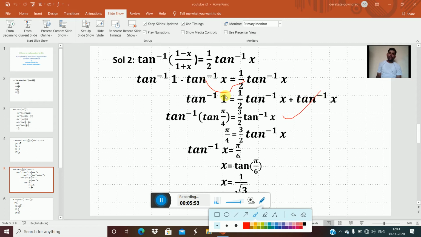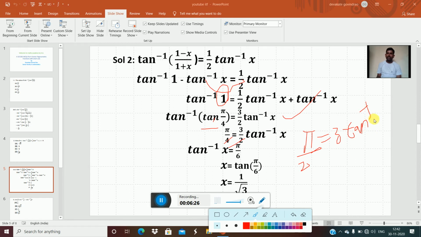But this 1 can be written as tan 45 degrees. That's why I'm writing in place of 1, tan pi by 4. So now tan inverse of tan is what? Pi by 4. Again we have 3 by 2 into tan inverse of x. Students, the 2 and 2 get cancelled. Finally we got pi by 2 is equal to 3 into tan inverse of x.